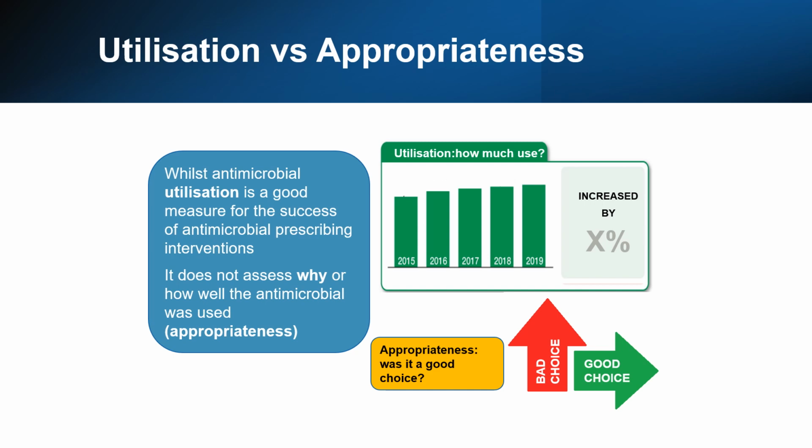Appropriateness measures how well antimicrobials are being prescribed, whether they are a good or a bad choice, what percentage were prescribed inappropriately, and whether they follow guidelines and are indicated for the infection being treated.